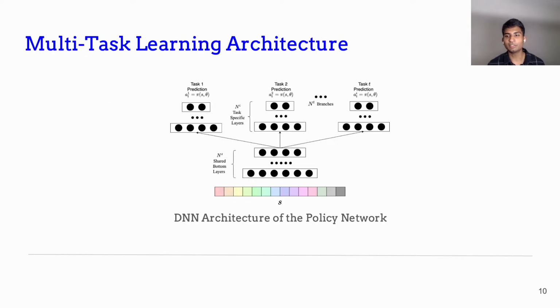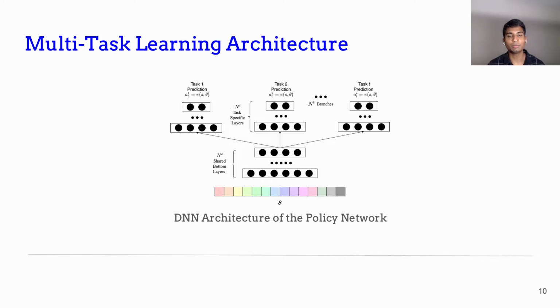For multitask learning, we adopt a shared bottom architecture as illustrated in the slide. The input to the policy network is a state S, and the output has NT task-specific branches. Each branch has NI task-specific layers and captures the distinct part of the policy. All the branches share the first NS layers at the bottom to facilitate knowledge sharing among different recommendation tasks.